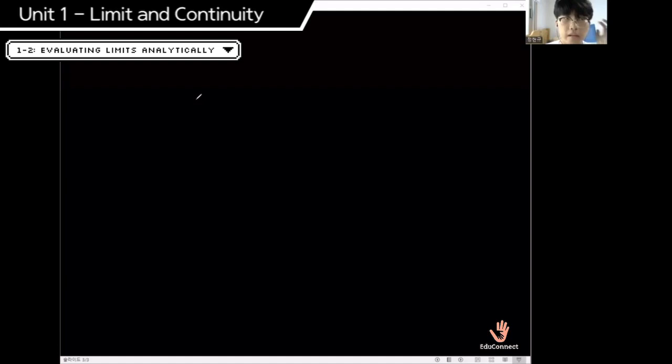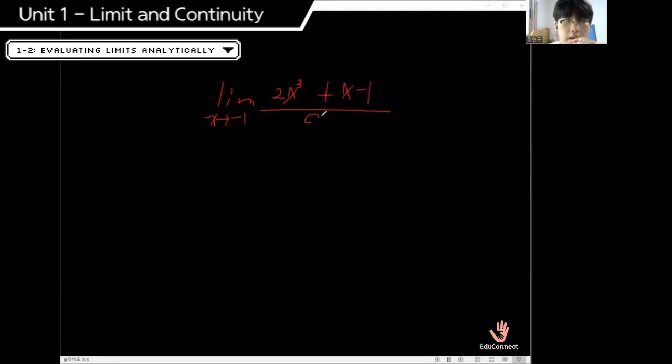Here, we need to find the limit as x approaches minus 1 of 2x to the third power plus x minus 1 over 9 minus x. So we're going to use direct substitution to evaluate this limit, since minus 1 is in the domain of this function. We're going to substitute minus 1 for x.